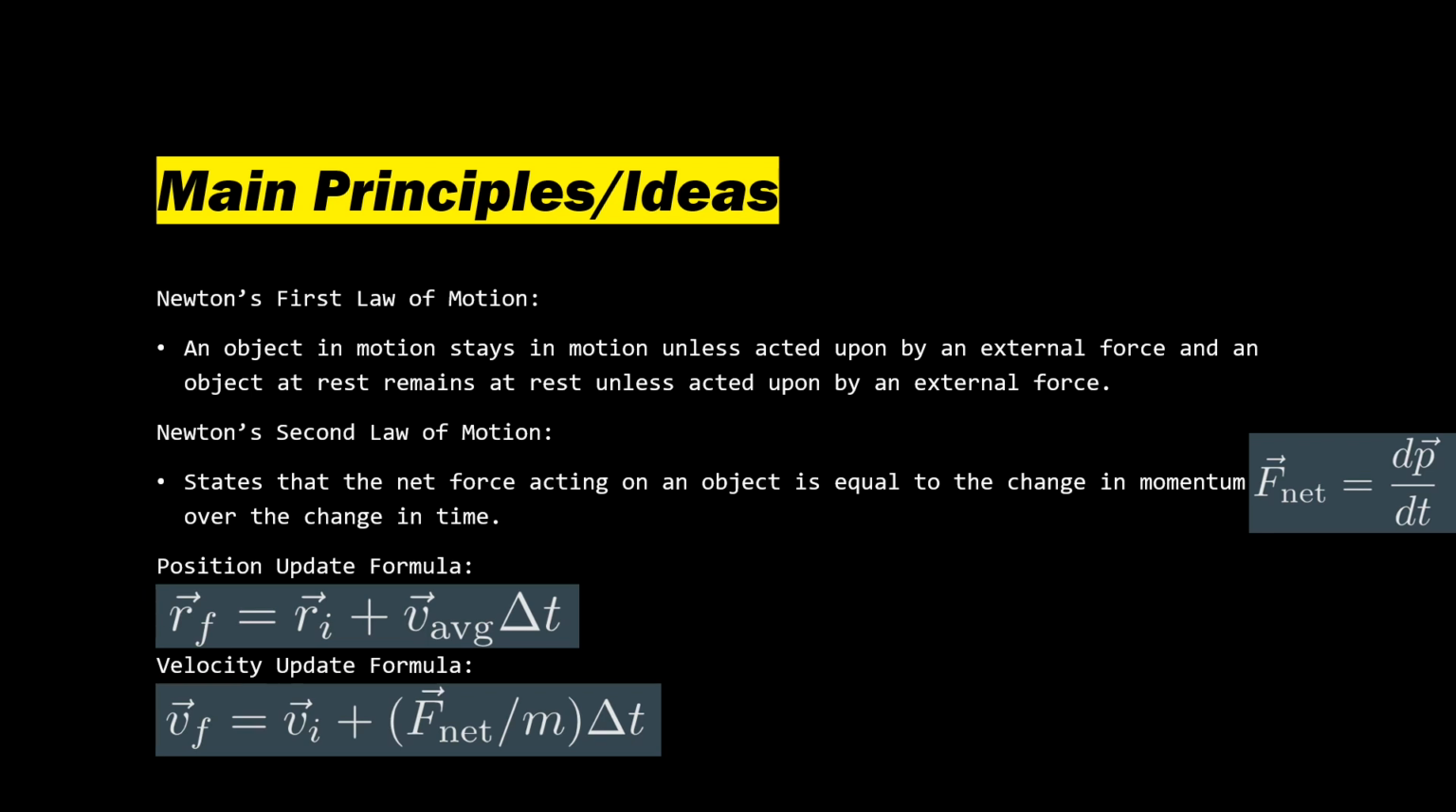And then Newton's second law of motion further proves this, as it states that the net force acting on an object is equal to the change in momentum over the change in time, which gives you F net equals dp/dt, and is more commonly known as force equals mass times acceleration. And since F net equals 0, we know that acceleration equals 0, and therefore constant velocity. And then we will also be using the position update formula for our code, and we'll also be using the velocity update formula for our code as well.